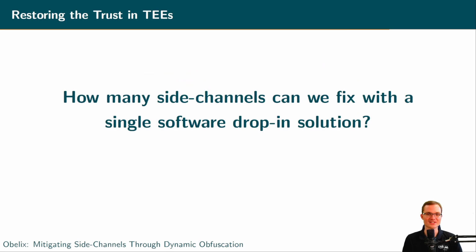So to answer this question, how many side channels can we fix with a single software drop-in solution? The answer is a lot, actually. And it's also possible to extend Obelix to fix side channels like transient execution attacks, for example Spectre, and fault injections like Rowhammer, through some minor extensions like adding some hashing and fences at some points. So it's very, very broad what is possible here.